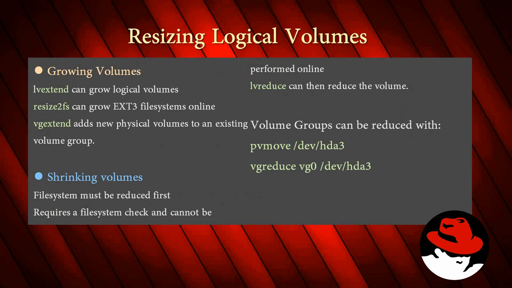To reduce the size of logical volumes, the file system must be reduced first. Before reducing the size of logical volumes, you have to reduce the size of the file system. It requires a file system check and cannot be performed online. The lvreduce command can then be used to reduce the volume after we have configured these things. The volume groups can be reduced with a pvmove command and execution of the vgreduce command after that on the same directory.